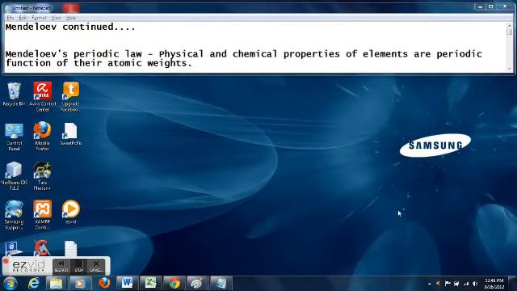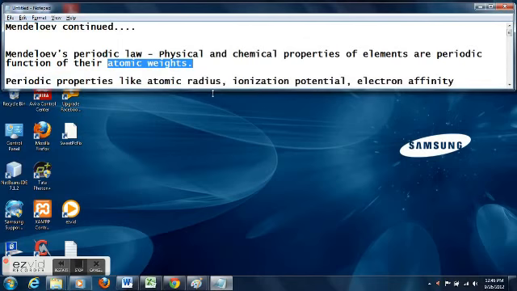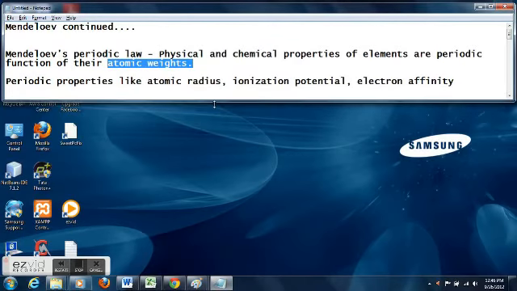Now Mendelev's periodic law states that physical and chemical properties of elements are periodic function of their atomic weights. Based on the 63 elements that were known, he arranged those elements in the increasing order of their atomic weights, and he found that there is a recurrence of the periodic properties. Some of the periodic properties are like atomic radius, ionization potential, electron affinity. Let me talk a little bit about them.